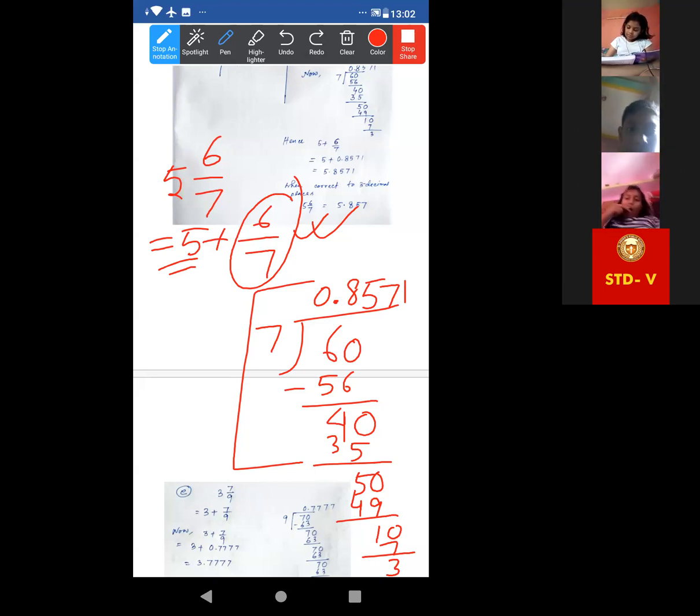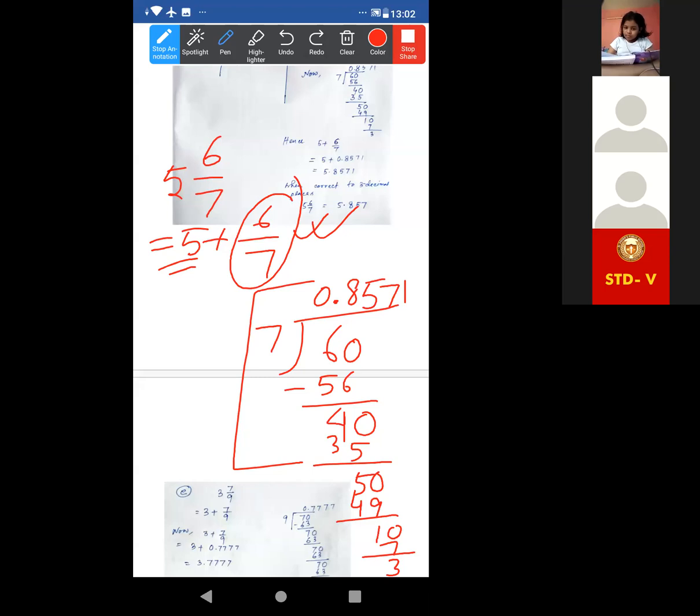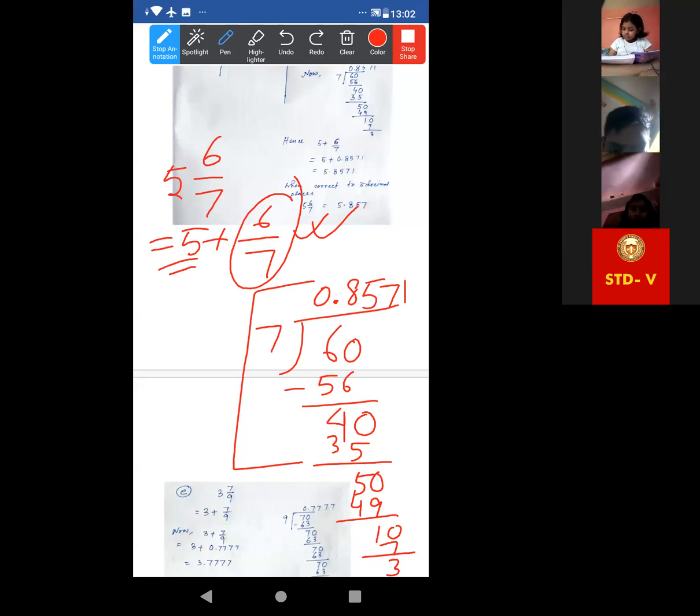Now just look at this. If you get disconnected, then join again. Before the next class, don't worry. You will get relief, okay? Before the next class. But just connect again if you get disconnected.